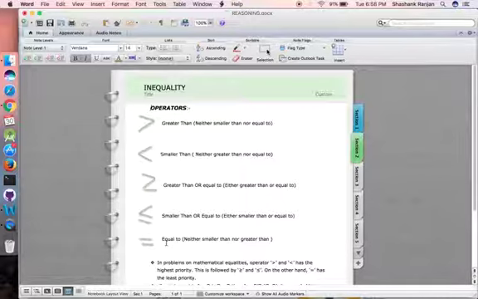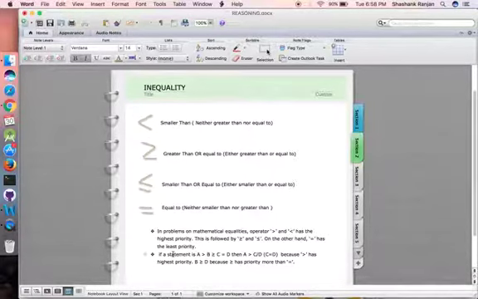nor greater than". In inequality questions, the most important thing is the priority of the operators. In mathematical inequality problems, the operators greater than and less than have the highest priority. This is followed by greater than or equal to and smaller than or equal to, and the least priority belongs to the equal to sign.